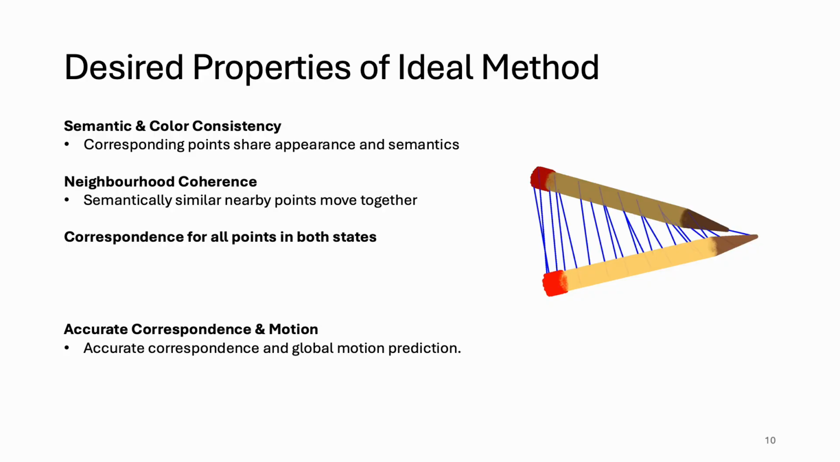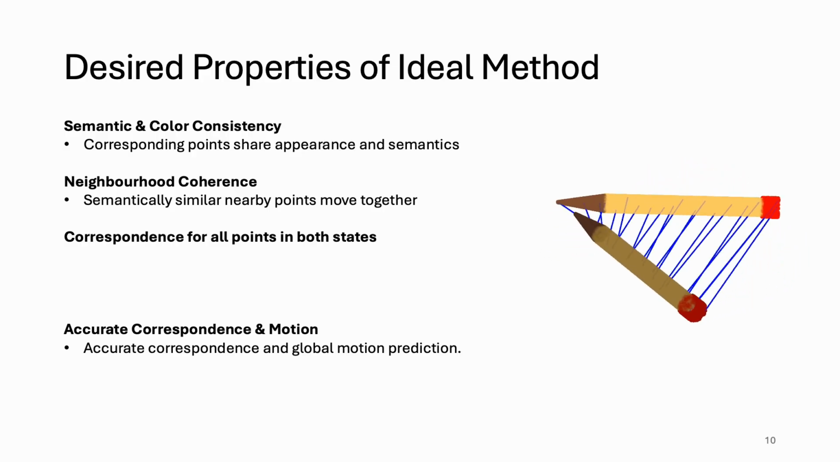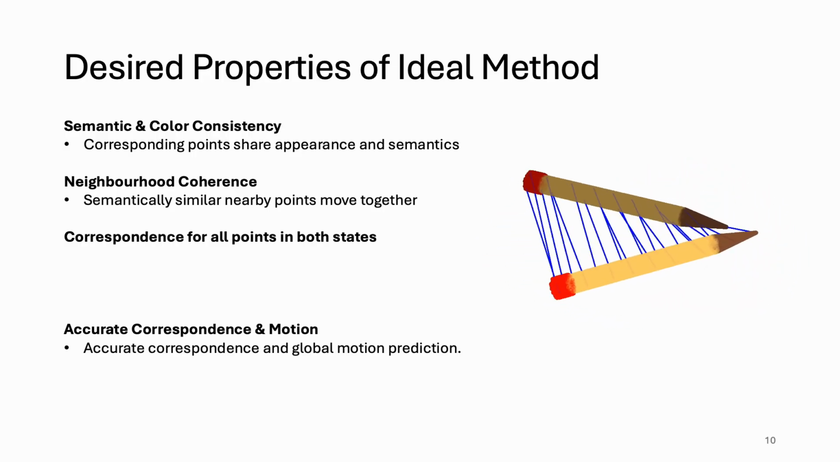Before moving on to the solution, let's take a moment to think about the properties that we would want from an ideal method. The first property would be semantic and color consistency, which means corresponding points should share appearance and semantics. The second property would be neighborhood correspondence, which means that semantically similar points should move together. And also, there should be correspondence for all points in both states. Such an ideal method would achieve accurate correspondence and be able to predict global motion.